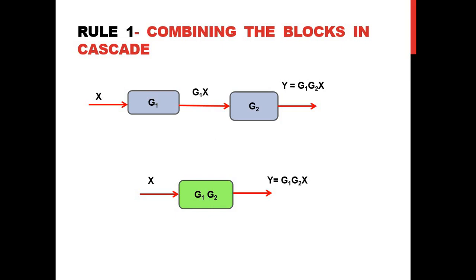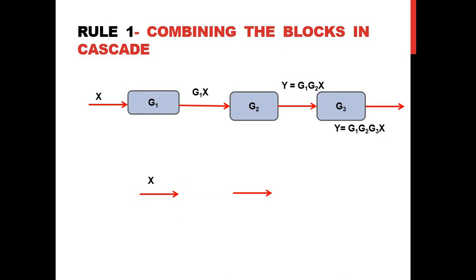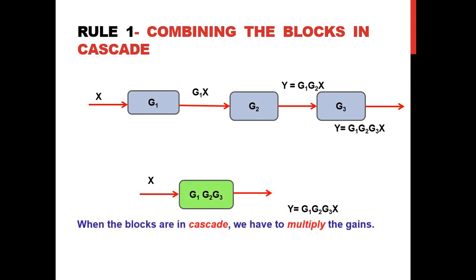Product of two gains. Suppose I have three blocks in cascade, G1, G2 and G3. Then my output will be Y equal to G1, G2, G3 into X. Now in this case, my output is not G1, G2, X. It is G1, G2, G3 into X. So my block should be G1, G2, G3. So the inference from this rule 1 is that when the blocks are in cascade, we have to multiply the gains.